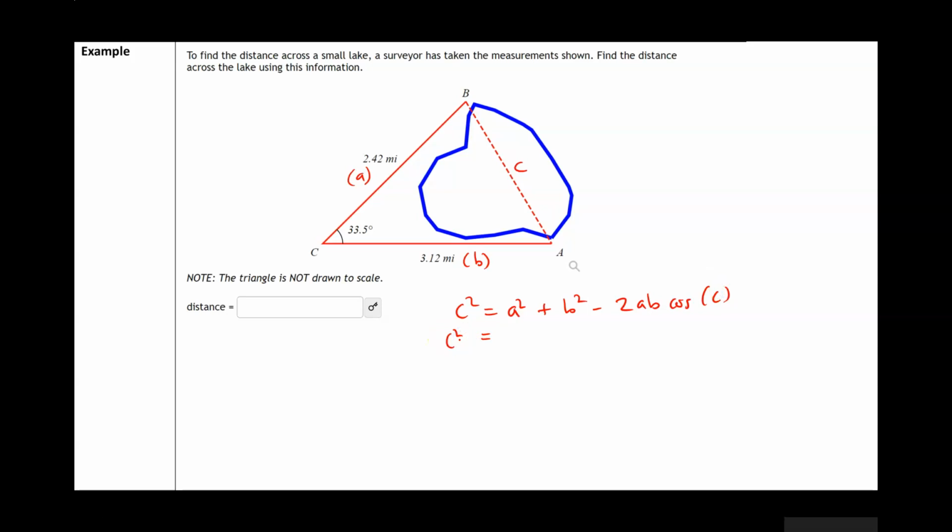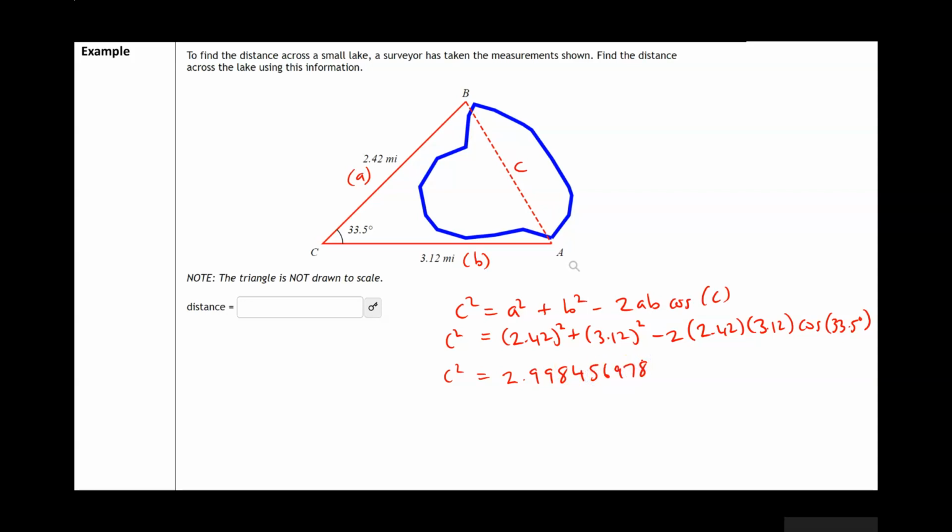We want to know what c squared is equal to. A is 2.42, so we have 2.42 squared, plus B, which is 3.12, so 3.12 squared, minus 2 times A, which is 2.42, times B, which is 3.12, times the cosine of C, which is cosine of 33.5 degrees. Now you can put this all into a calculator going left to right. Make sure you use appropriate parentheses as I've done. And when you do that, you're going to get 2.998456978.